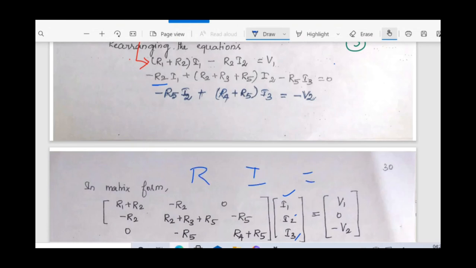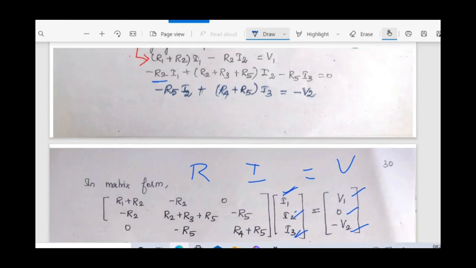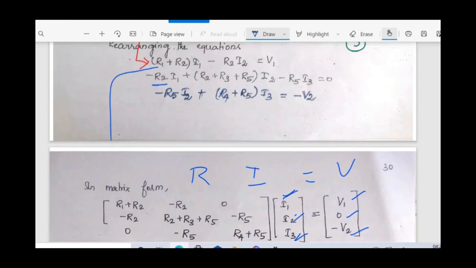Ri equal to V, according to Ohm's law. So what are all the V sources? V1, 0, minus V2. How many currents? 3 loops, 3 currents, I1, I2, I3. What is the coefficient of I1 according to equation number 1? R1 plus R2, minus R2. There is no I3, so 0.